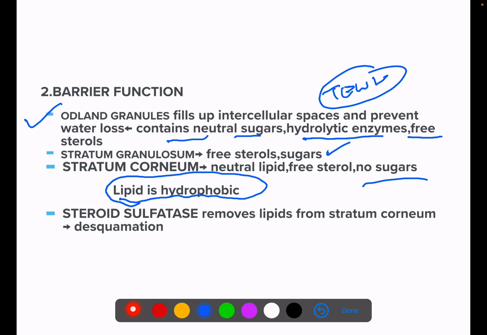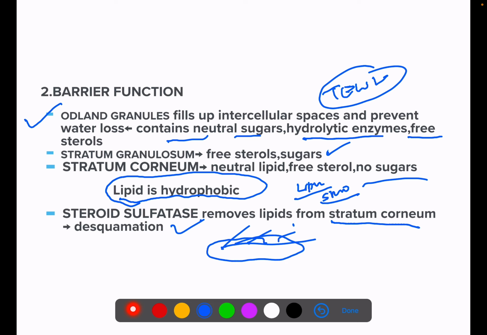Then free sterols, the fat molecules. In stratum granulosum also we have free sterols and sugars. In stratum corneum we have neutral lipids, free sterol, and no sugars. Steroid sulfatase removes lipid from stratum corneum, which is known as desquamation. The keratinocyte sheds in the corneum layer, right? And that is done by steroid sulfatase, which desquamates the keratinocytes from the corneum layer.